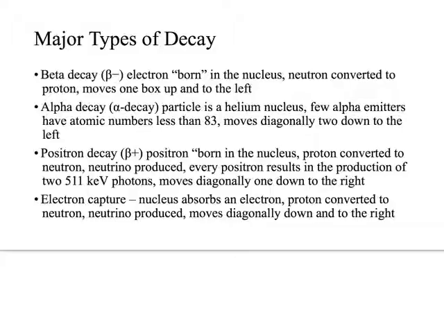Occasionally another form of this is electron capture. This is very similar to positron decay, but in this case, a nucleus of an atom actually sucks an electron out of its own electron cloud into the nucleus, and a proton is then converted into a neutron. So same result: a proton is converted into a neutron, and it's going to move diagonally down and to the right, just like with beta positive decay, but it is not producing a positron. It's just capturing one of its own electrons.